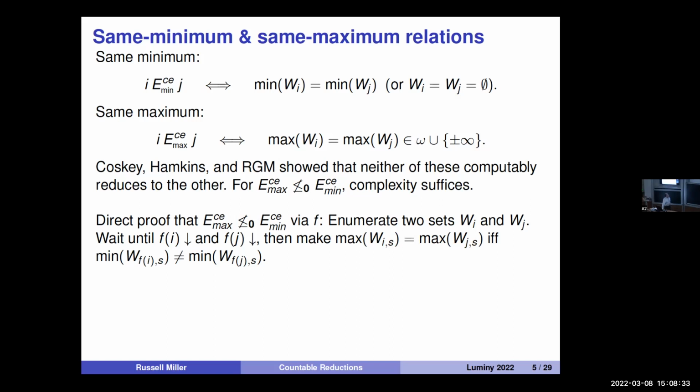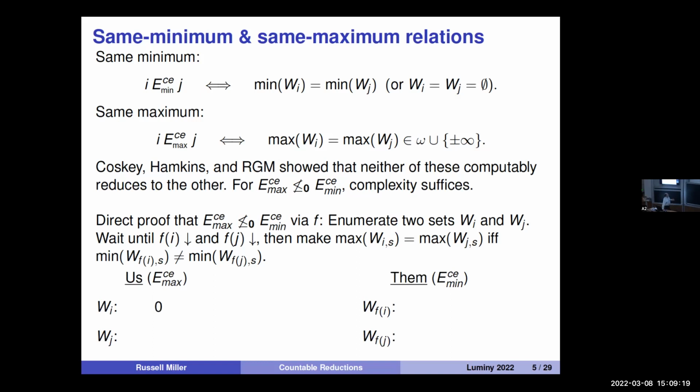Okay, so the idea for a direct proof: somebody gives you an f, a total computable function that they think might be a reduction from the max relation to the min relation, and our job is to enumerate, well, to give an I and a j, which means to enumerate 2 sets on which f messes up. Okay. And of course, we can use the recursion theorem and assume that they know their own indices and wait until f has mapped each of I and j to some other indices. And then the job is to make the maxes the same on the left side if and only if the minima on the right side are different.